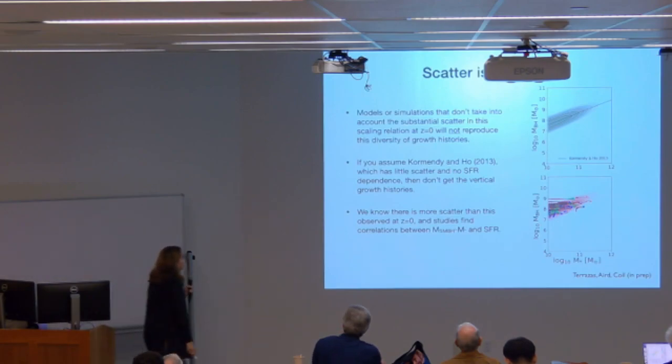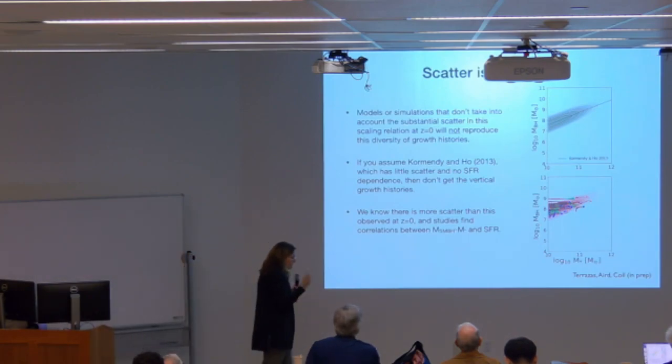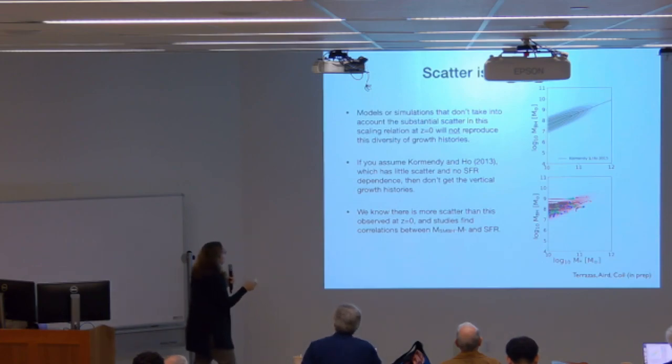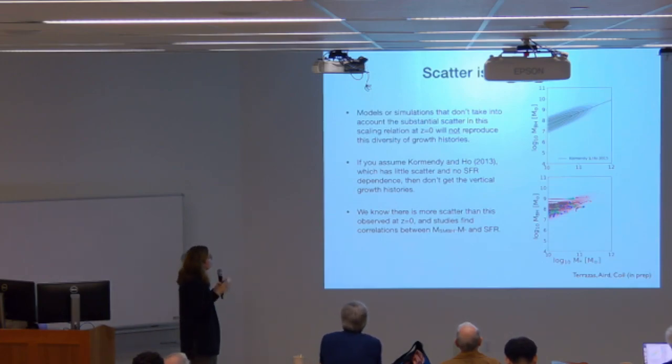It is really important to take into account the scatter in these redshift 0 scaling relations. Models or simulations that don't take into account that substantial scatter that is seen in observations at redshift 0 won't produce this diversity of growth pathways.